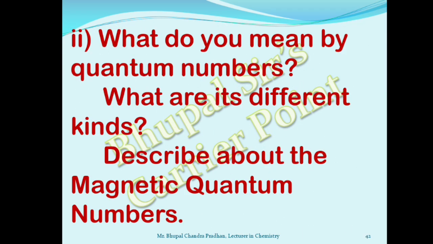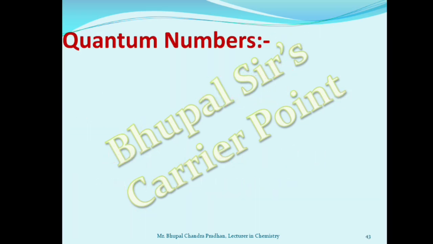Let us come for the second question of group D. This is the last question. What do we mean by quantum numbers? What are the different kinds? Describe about the magnetic quantum numbers.